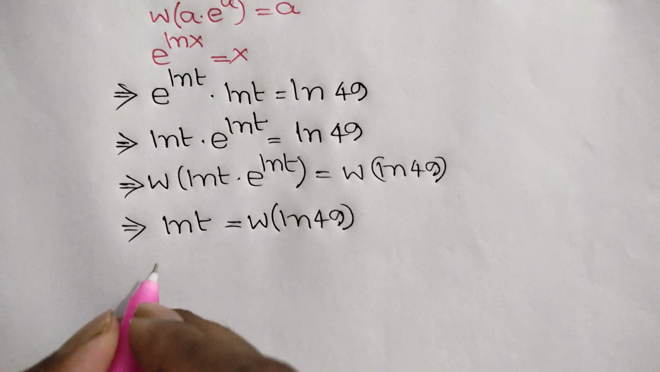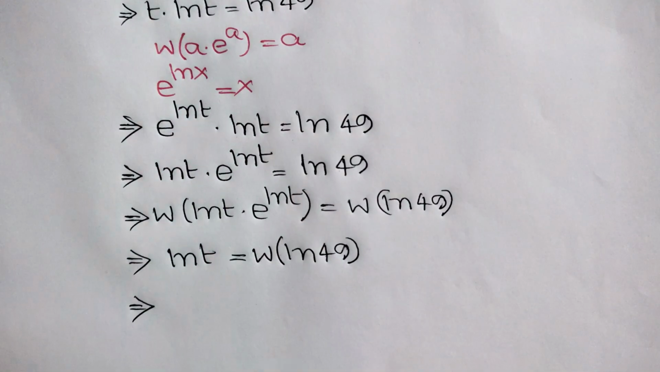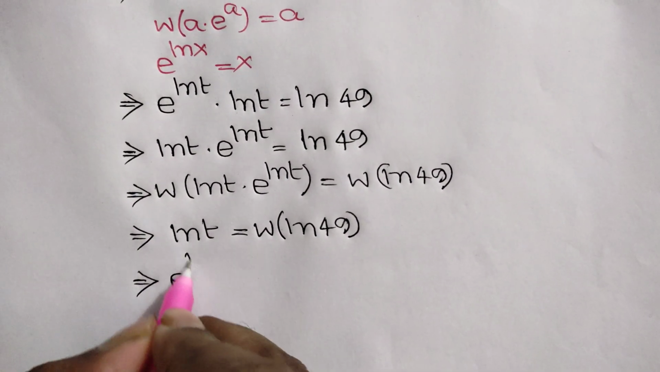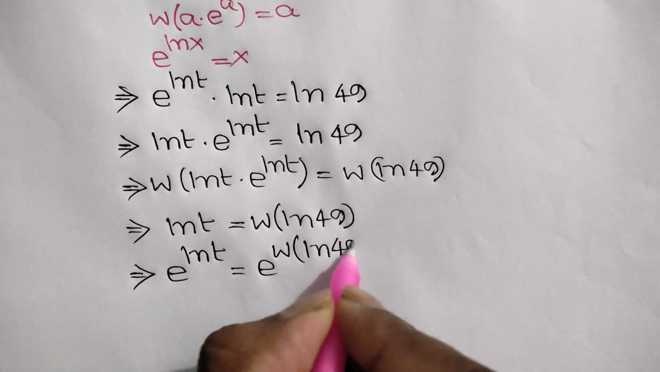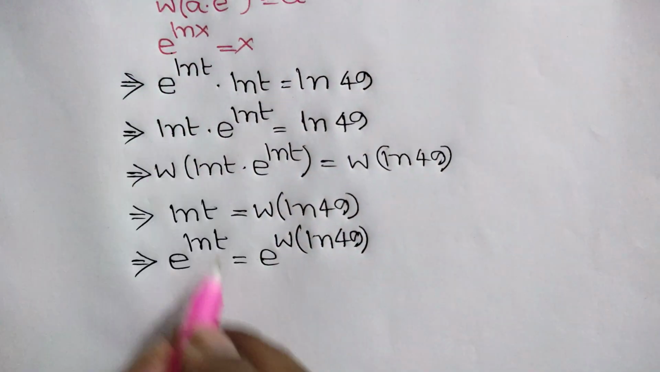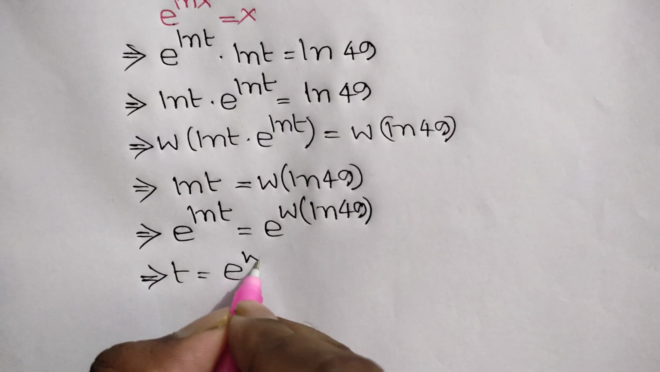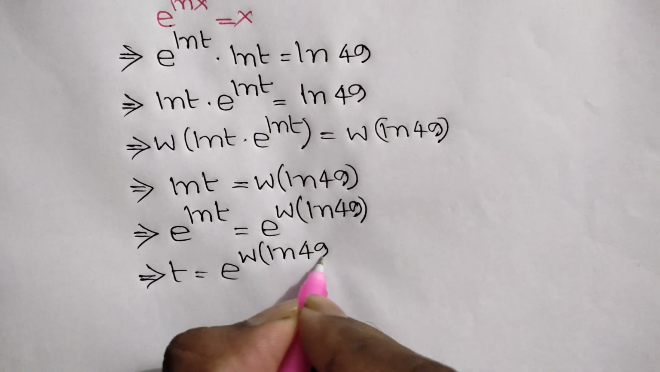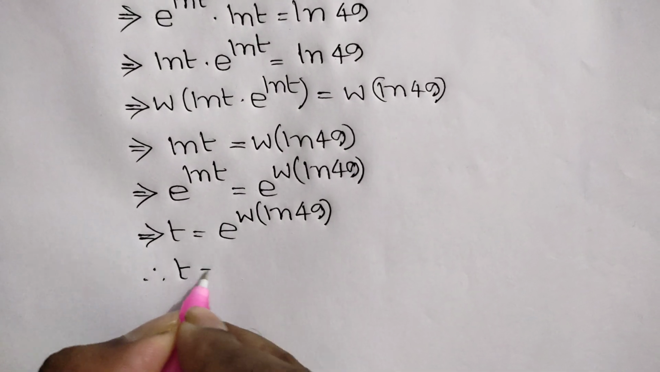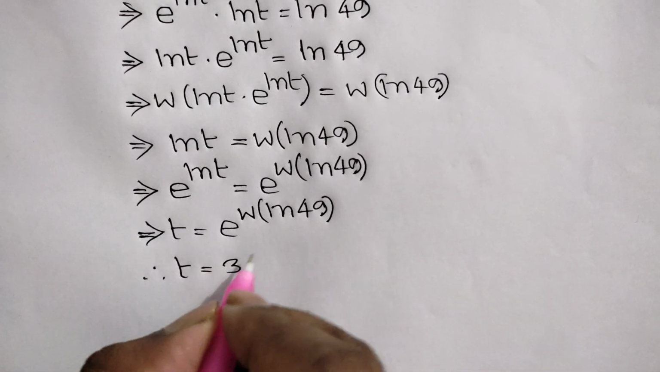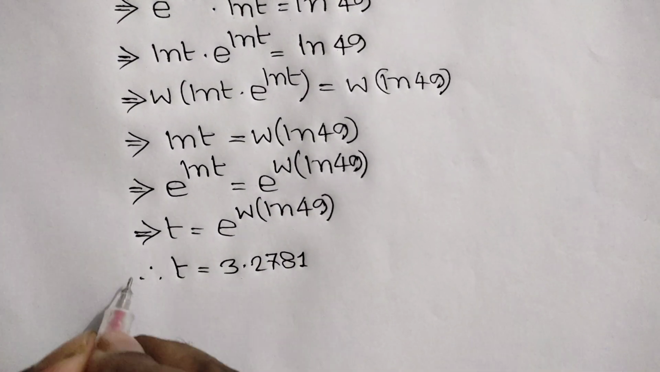We need the value of t, so now here we can write e to the power ln of t is equal to e to the power W of ln of 49. Now applying this formula, here we will get t is equal to e to the power W of ln of 49. Now here we can use a calculator, so finally the value of t is equal to 3.2781, and it is our final answer.